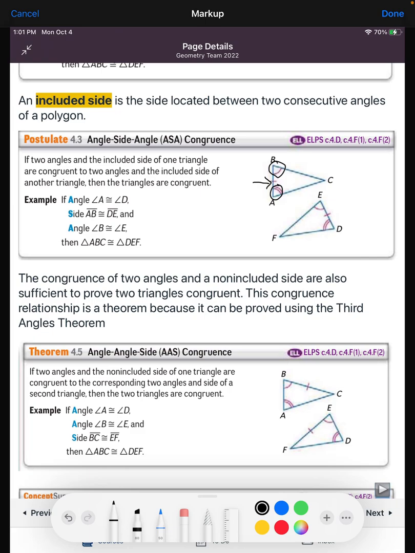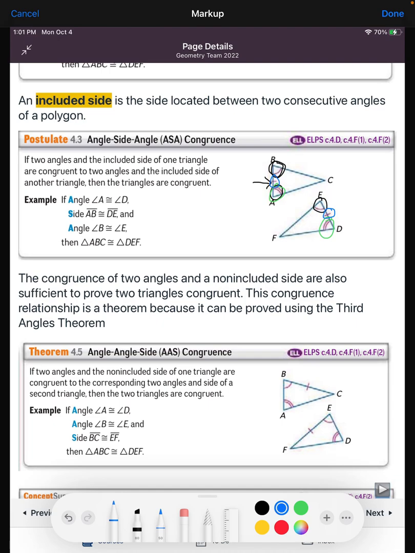So if 2 angles and the included side of one triangle are congruent to 2 angles and the included side of another triangle, then the triangles are congruent. So we can see this angle is equal to this angle, this angle is equal to this angle, and these 2 sides are equal to each other. So we can say by angle side angle, or ASA, that those 2 triangles are congruent.